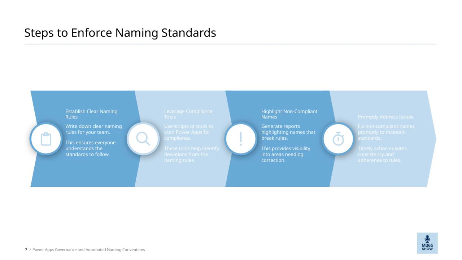Finally, establishing clear naming rules for your team is fundamental. Writing down and communicating these rules ensures everyone understands what's expected. When your team knows the standards, it's much easier to enforce them consistently across all your Power Apps.